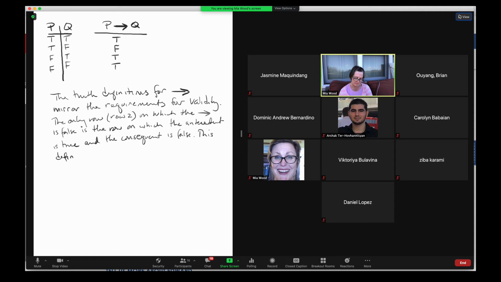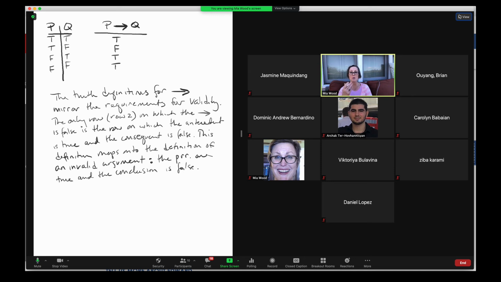This definition maps onto the definition of a valid argument. Sorry, I meant to say, I was getting ahead of myself. An invalid argument. Which is to say, the premise or premises are true and the conclusion is false. Right? That's the one permutation of values you cannot have and still say you have a valid argument, right? So the arrow maps onto our conception of validity or vice versa, right?